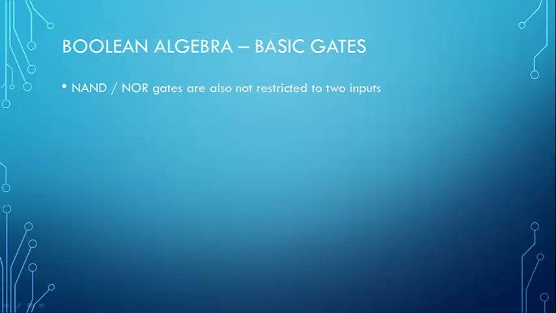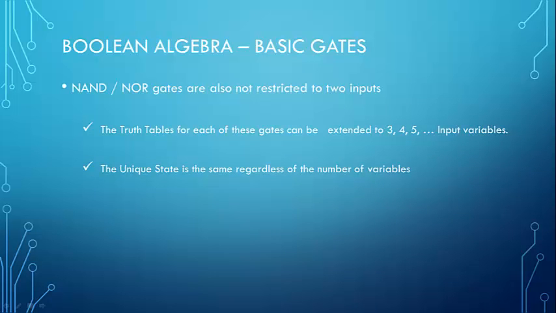And just like the gates they're derived from, AND and OR, our NAND and NOR gates are also not restricted to 2 inputs. We can have as many inputs as we like, and our unique state stays the same regardless of the number of variables.